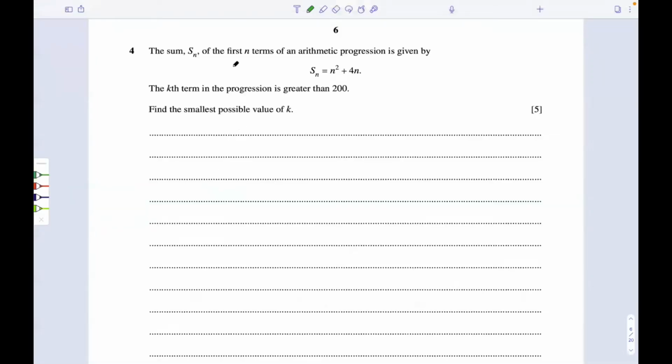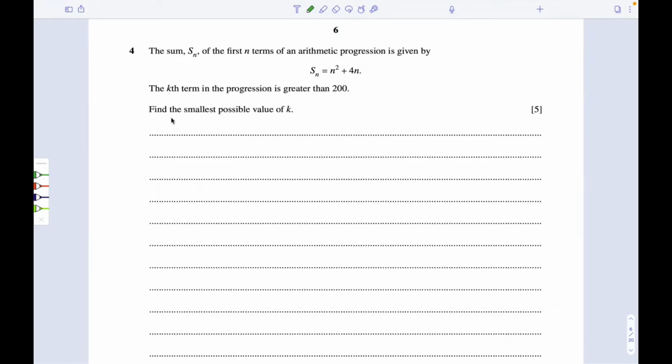In this question we have an arithmetic progression and the sum is given by n square plus 4n. We have to find the kth term in the progression which is greater than 200, and we have to find the smallest possible value of k.